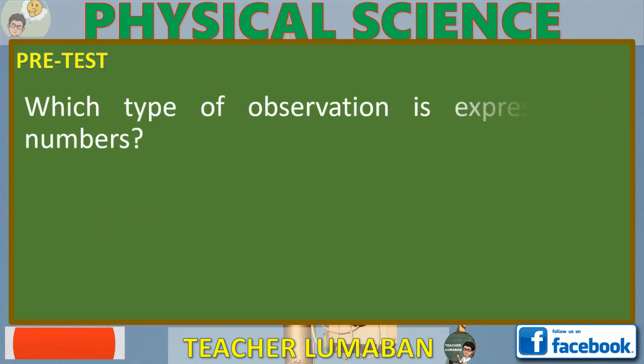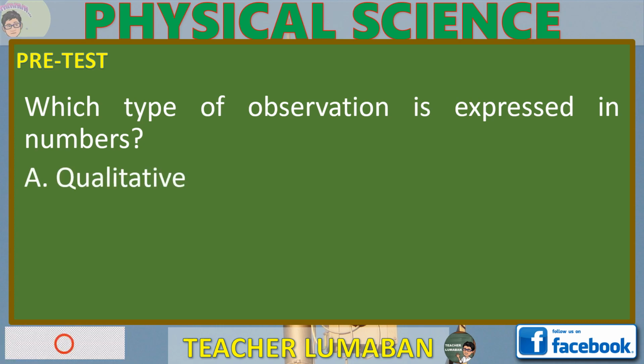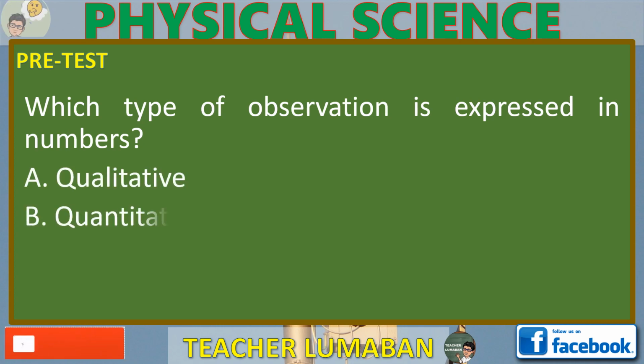Which type of observation is expressed in numbers? Letter A, qualitative. Letter B, quantitative. Letter C, direct. Letter D, indirect.